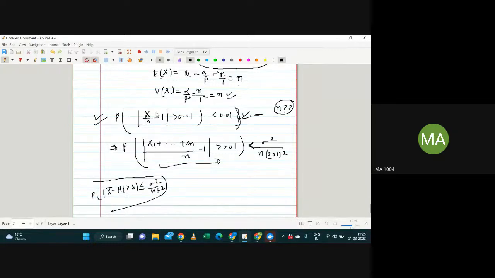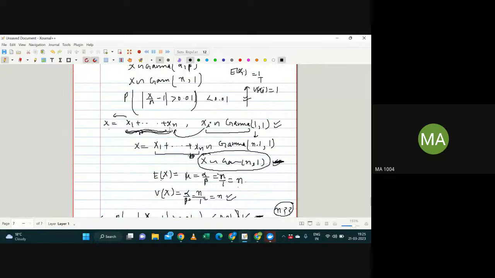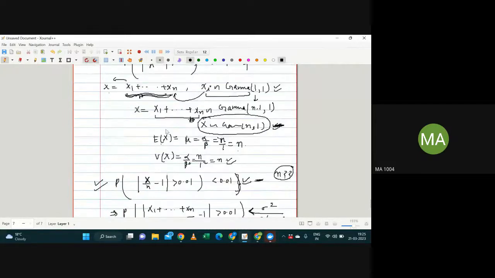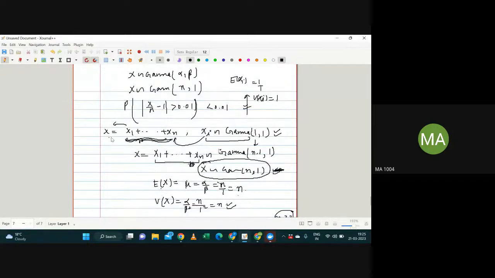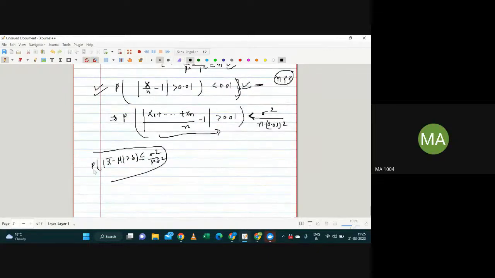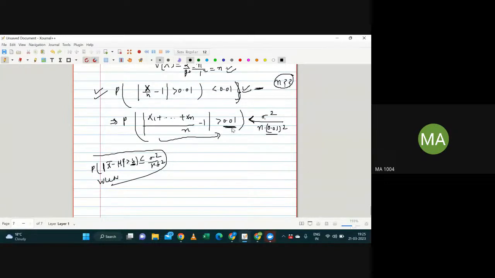Since this x, I have to replace with x1 plus xn. Replacing x1 plus xn is the same thing as x, because x1 plus xn will follow gamma n comma 1 and my x is following gamma n comma 1. By the weak law of large numbers, as I know, the probability that the modulus value of x bar minus mu greater than delta is less or equal to sigma square divided by n delta square. So instead of delta, I have 0.01, right? These things I can do, right? Yes. Now tell me.